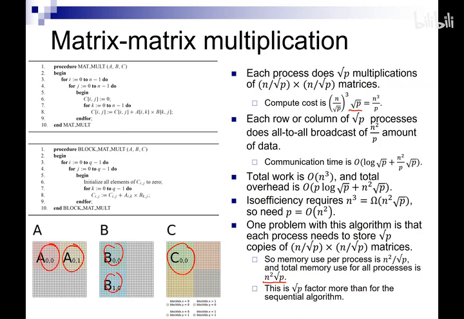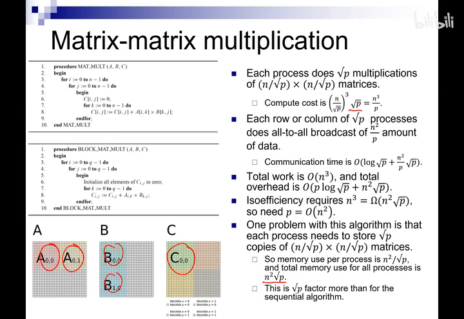The minimal storage would be that all of the processors together store a single copy of A and a single copy of B. But here, the processes altogether are storing root p copies of A and B. So this algorithm, even though it scales well, uses too much memory. It uses a factor of root p more memory than necessary.